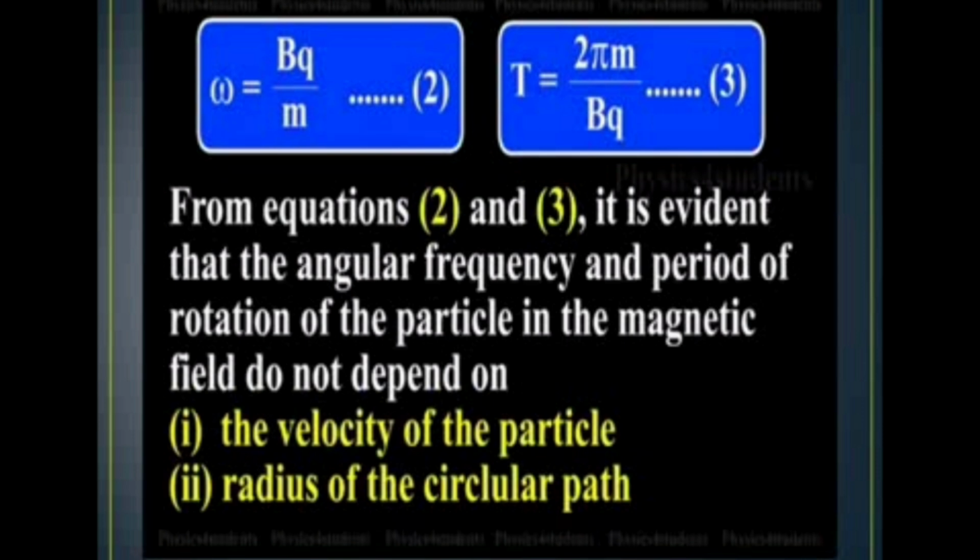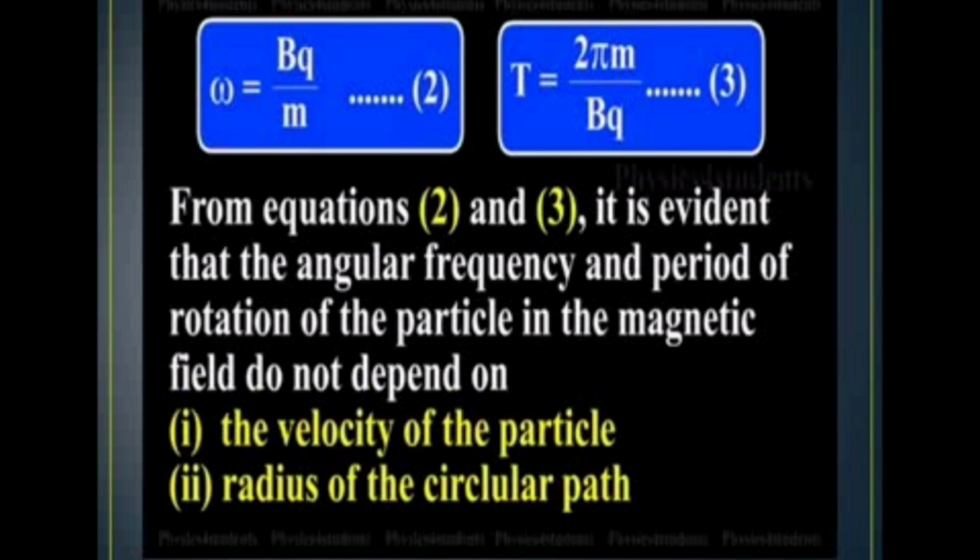From equations 2 and 3, it is evident that the angular frequency and period of rotation of the particle in the magnetic field do not depend on the velocity of the particle or the radius of the path. See, it is not dependent on v, and not on r. So the time period is not depending on the velocity and the radius of the circular path. We can understand that it does not depend on either of them. So it's a very important one.